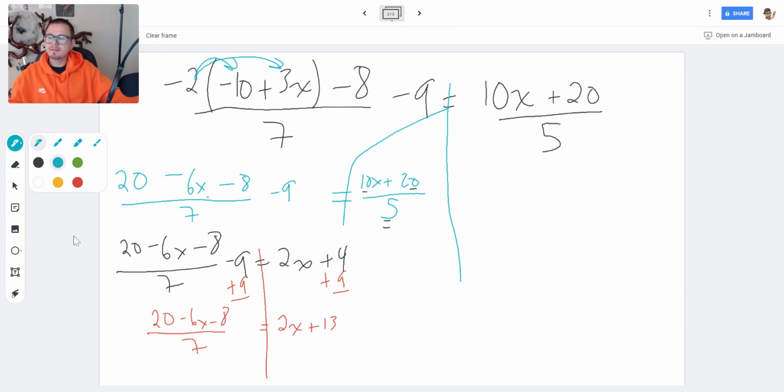That's valid, McKenna. I can do that. Because those are both on the same side, because they're both being divided by negative 7, I can just combine them right away. 20 minus 8, that's a positive or negative, so you're going to take away. It's like spending some cash. You got 12 minus 6x divided by 7 equals 2x plus 13, and we're going to take a little walk.